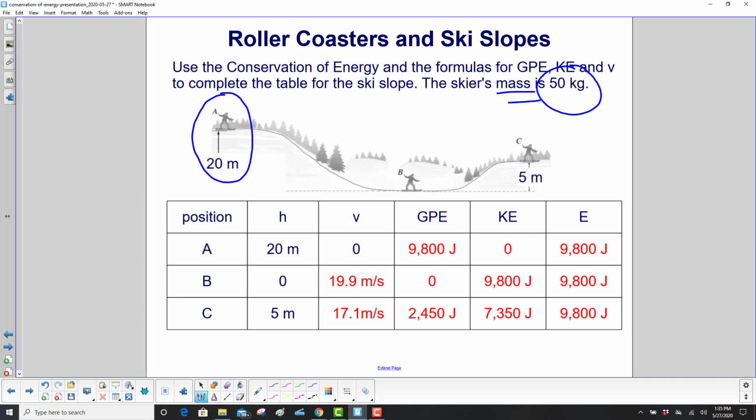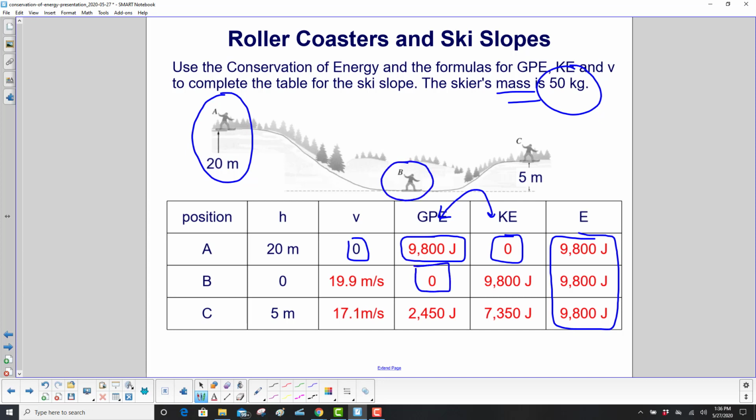So we can calculate his GPE by mgh, and we get the GPE is 9,800 joules. He's not moving, so both the kinetic energy and the velocity will be 0. So you add these two numbers together. Total energy is 9,800 joules, and that will stay the same. We're assuming no friction as the skier goes down the slope. At point B, that's at the bottom, no GPE, right? Height is 0. So all the energy is in kinetic energy, so we can fill that in.